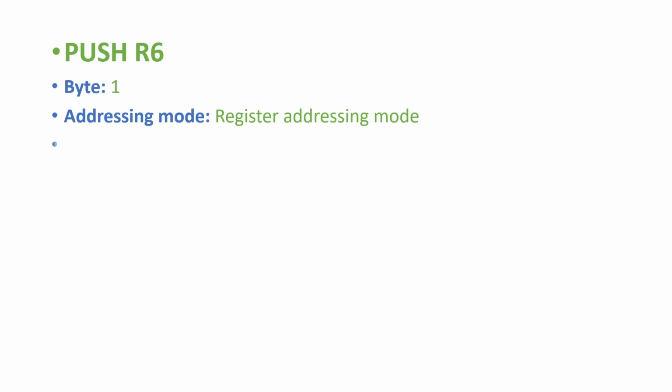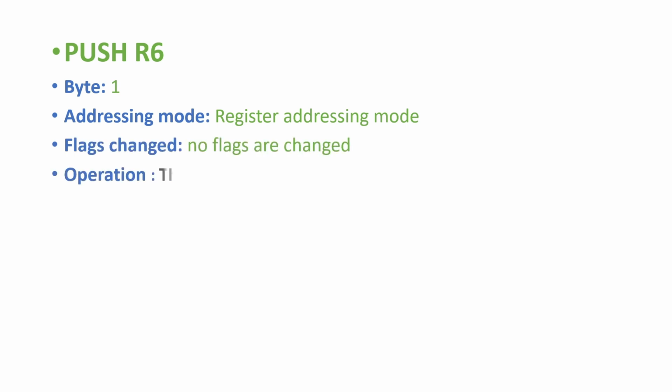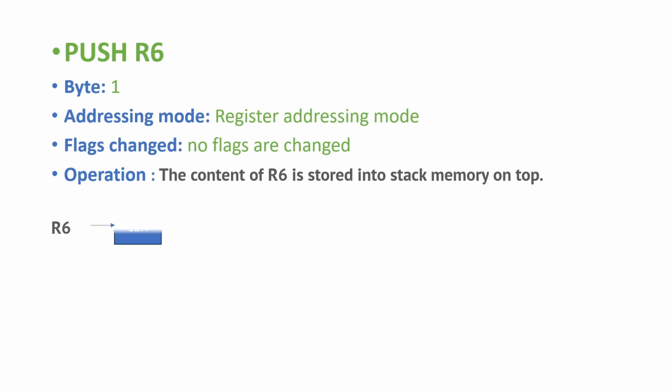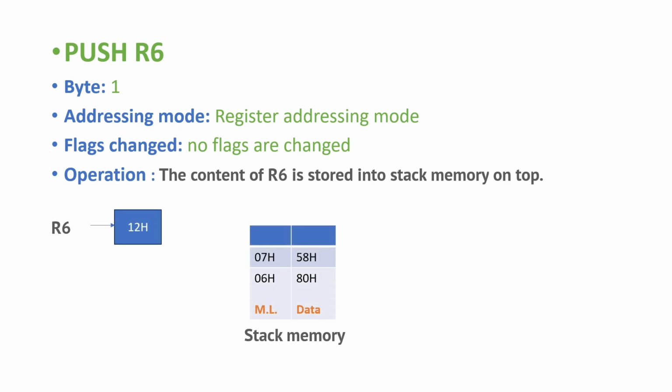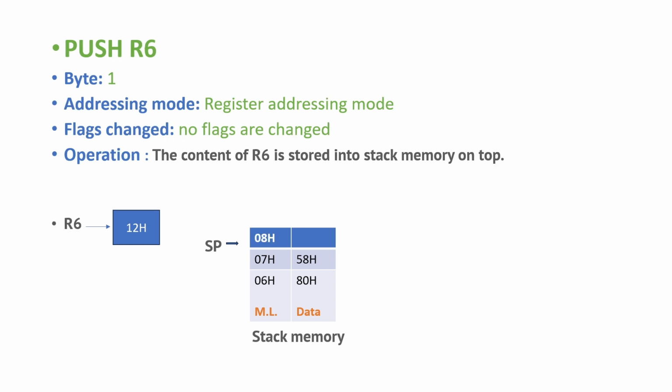Let's see the push instruction with an example. Push R6. Here only 1 byte is required. Addressing mode is register addressing mode. No flags are changed. Now see the operation. By using this instruction, the content of R6 is stored into the stack memory on top. See, if the content of R6 is 12H and this is the stack memory. Currently 07H is the stack top and this address is held by the stack pointer. Now, during the execution of this instruction, the microcontroller will increase the stack pointer by 1. So now 08 is the stack top and the content of R6 is transferred into this stack top.